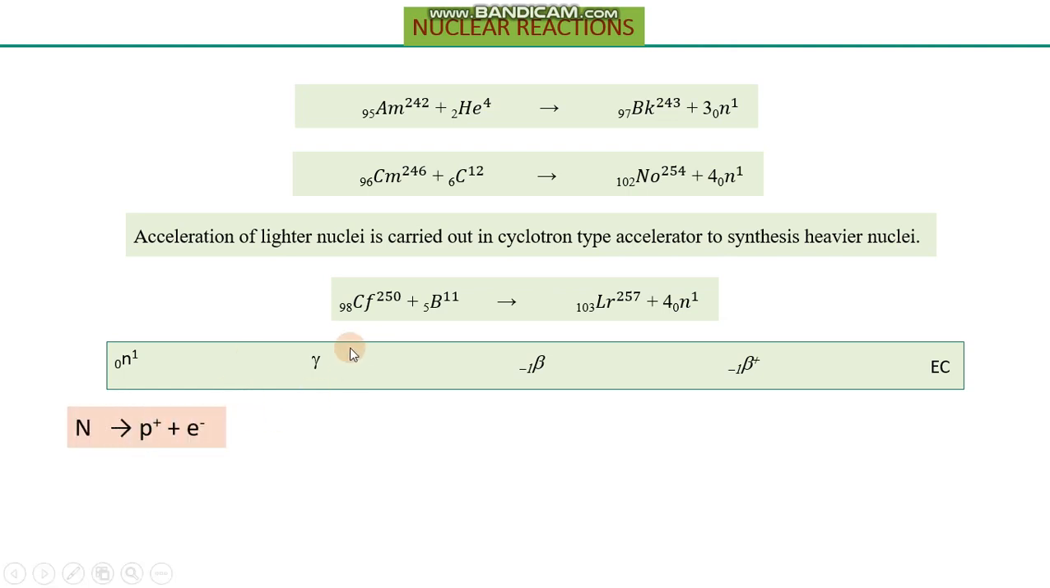For example, this is a neutron, and let's suppose this is a nucleus where neutrons are in excess. So what the nucleus will do, the nucleus will convert one neutron into a proton and an electron, a positron and negatron pair. So one neutron will disappear and a pair of two charged particles will be produced, a proton and an electron.